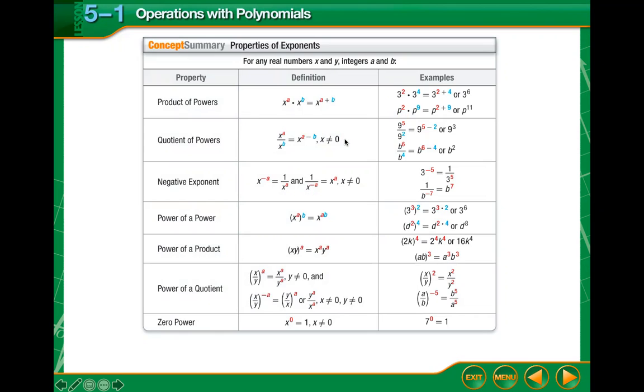And then a power of a product is just us distributing an exponent to all the terms in a set of parentheses. And power of a quotient does the same thing, only we're distributing the exponent to both the numerator and denominator. And then our zero power exponent property says anything to the 0 power equals 1.